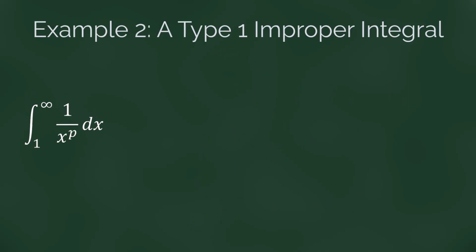For our next example of a type 1 improper integral, we're actually going to look at a family of improper integrals. We're going to look at the integral from 1 to infinity of 1 over x to the p dx. And we're going to see that for different values of p, we get slightly different behavior, so we're going to have to consider a couple of cases. The first case is when p is not equal to 1. We're also going to assume that p is not 0 for all of these cases, because that's an uninteresting case of the function.